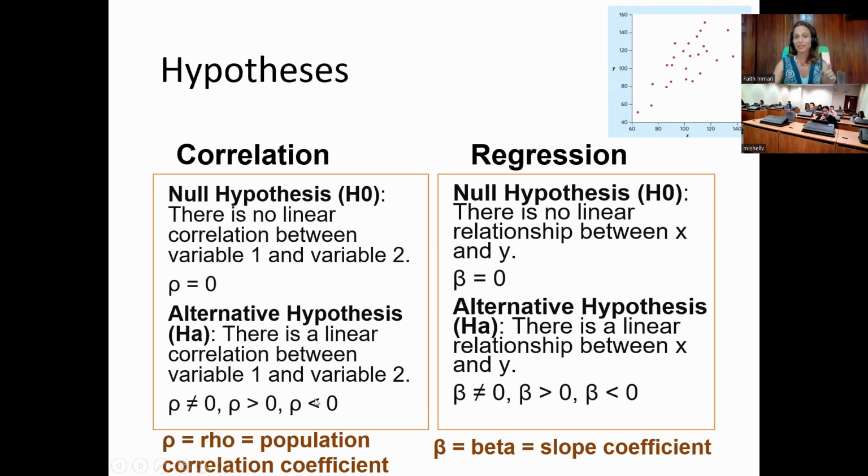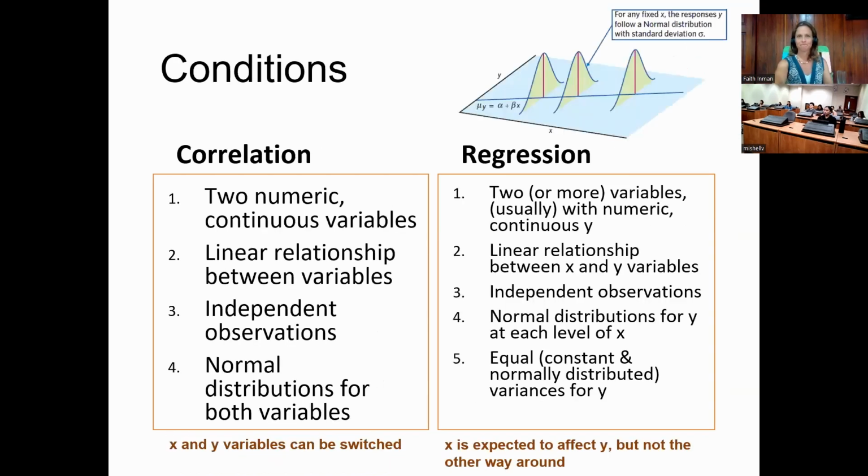Okay, so for regression, the alternative hypothesis is that there is a linear relationship between X and Y. And here we would say it mathematically as either beta, which is the slope coefficient, is equal to 0, or beta is not equal to 0, or we could test it with a one-tailed test of beta is greater than 0 or beta is less than 0. That's the slope coefficient. Subtle differences.